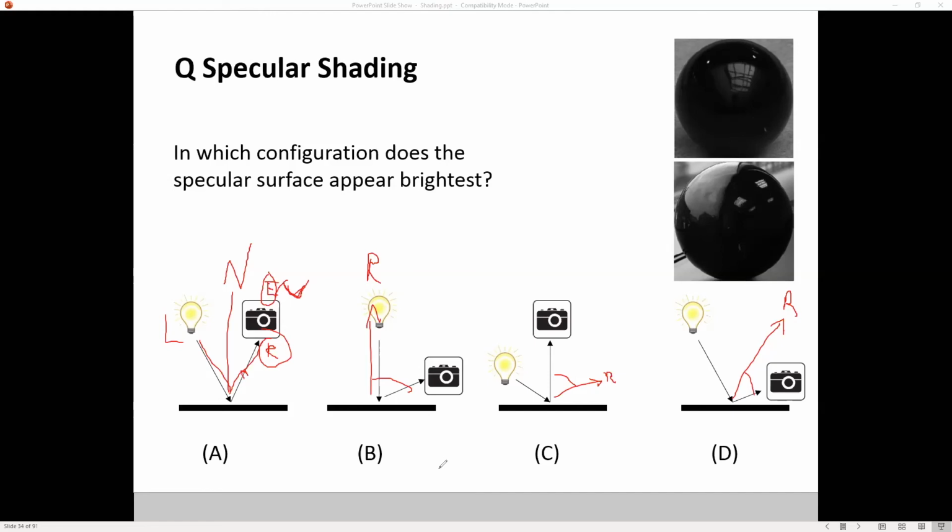Questions about this specular term? Okay, I don't see any questions about specular.